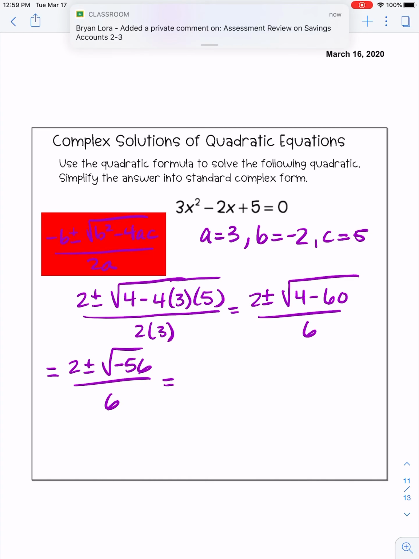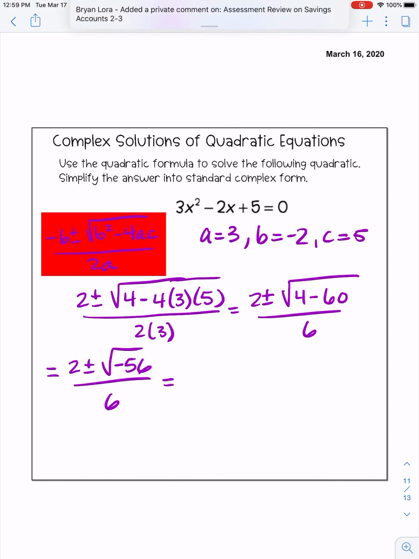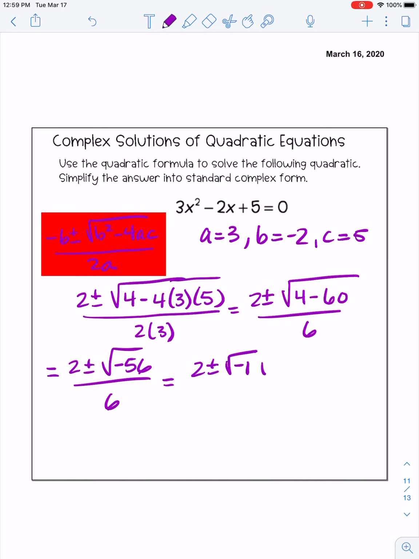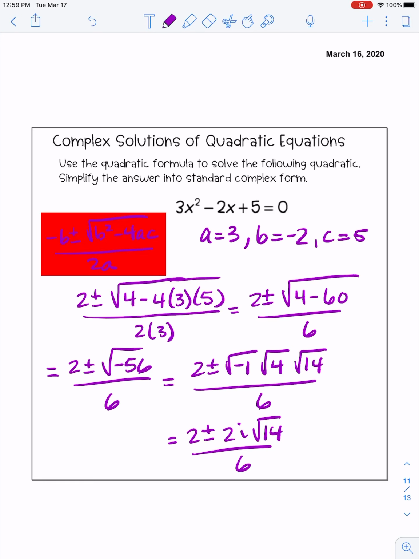Let's see. 4 goes in. Let me just see, 1 second here. Just using my calculator. So we can simplify that into 2 plus or minus the square root of negative 1, the square root of 4, and the square root of 14 over 6, which then becomes 2 plus or minus 2i radical 14 over 6. And those are my two solutions, my two complex solutions, because I have an i in there. Okay, so these are my solutions here.